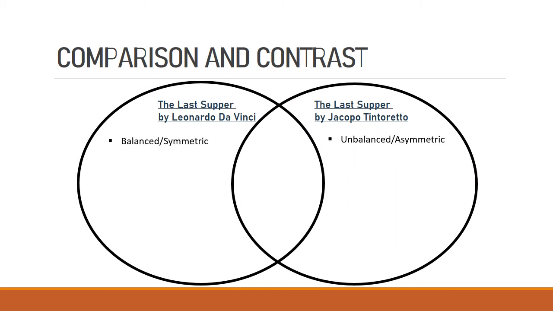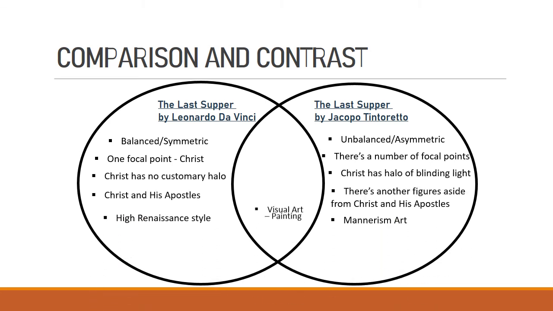To summarize our report, we have here a Venn diagram to further compare and contrast the two paintings of the Last Supper. In the Last Supper of Leonardo da Vinci, it is balanced or symmetric. It has one focal point, which is Christ. Christ has no customary halo. Christ and his apostles, high Renaissance style, while the Last Supper of Jacopo Tintoretto is imbalanced or asymmetric.